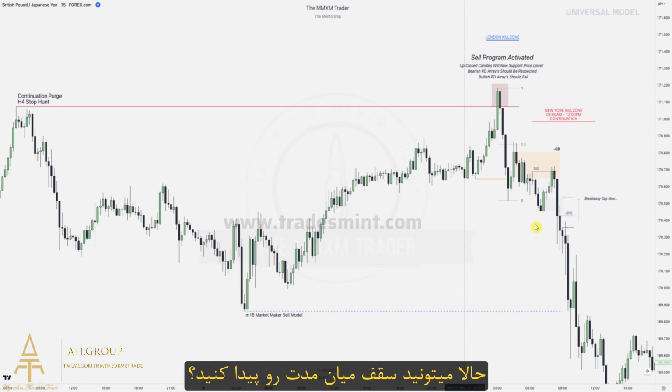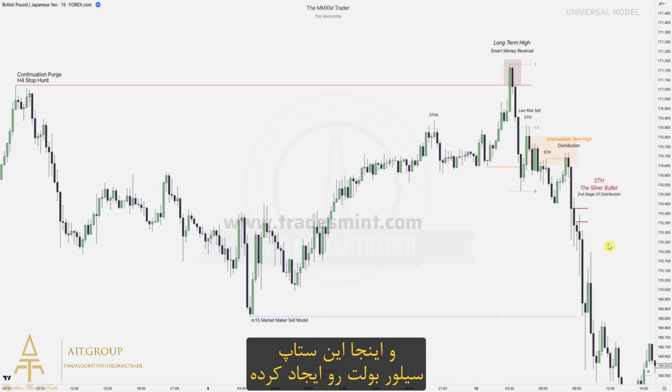So can you spot that intermediate term high, right? This one over here. It's a high resistance liquidity run. We have a short-term high to the left of it, and then a short-term high to the right of it, thus creating that silver bullet, right? Here outlining it again with annotations.